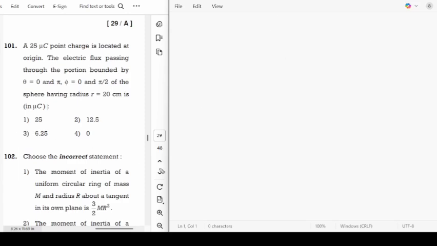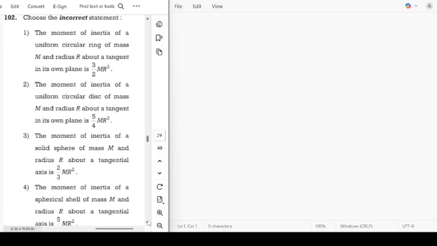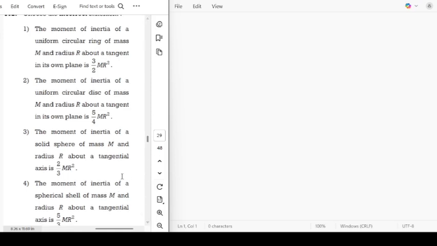Now we move over to the next question. Choose the incorrect. The moment of inertia of a uniform circular ring of mass m radius r is 3 by 2 mr square, and moment of inertia of circular disk of mass m and radius r is 5 by 4 mr square, and the moment of inertia of solid sphere of mass m radius r is 2 by 3 mr square, and moment of inertia of hollow sphere of mass m radius r is 5 by 3 mr square. We need to check which of these options is incorrect.